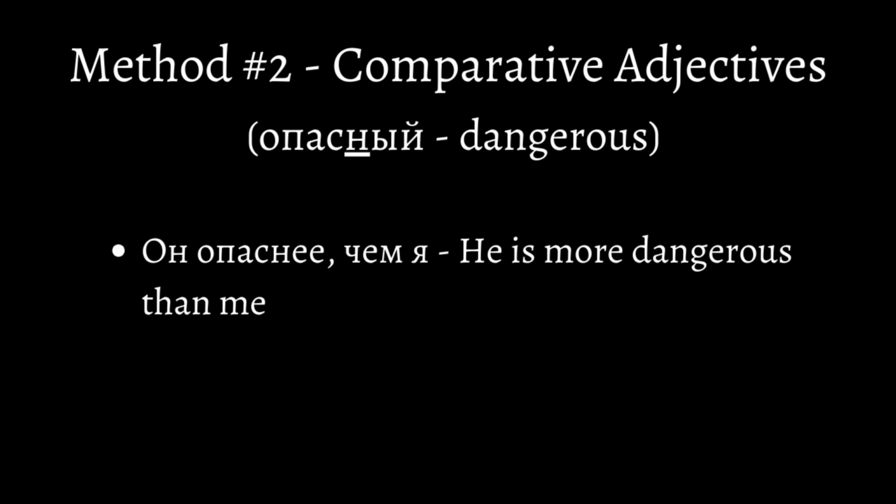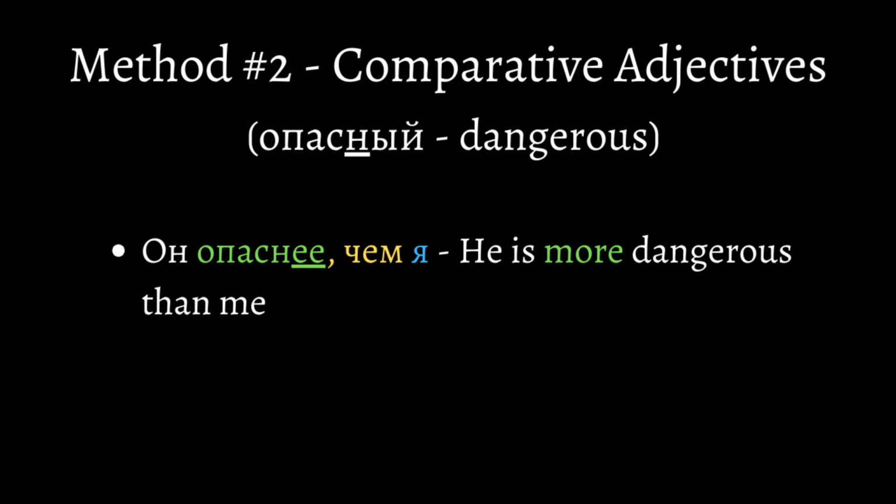He is more dangerous than me. In this case, opasny drops the ending and then adds the ending ye. It's also written in one form, unlike in English, where the adjective is too long and uses more beforehand. Also, we're using чем and putting ya, which acts like an object pronoun.